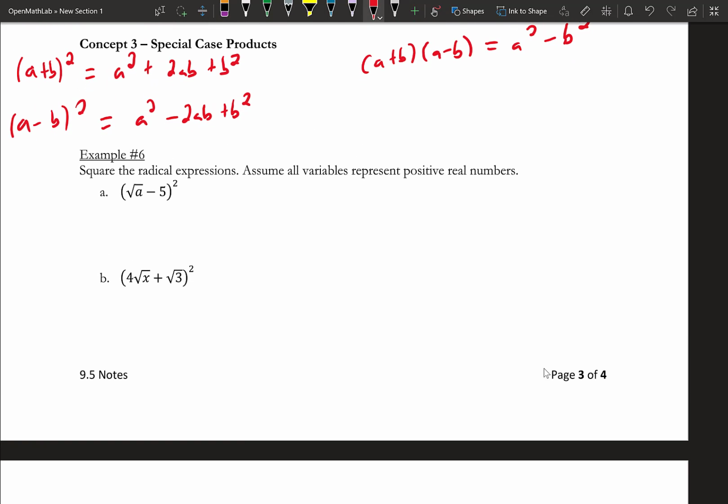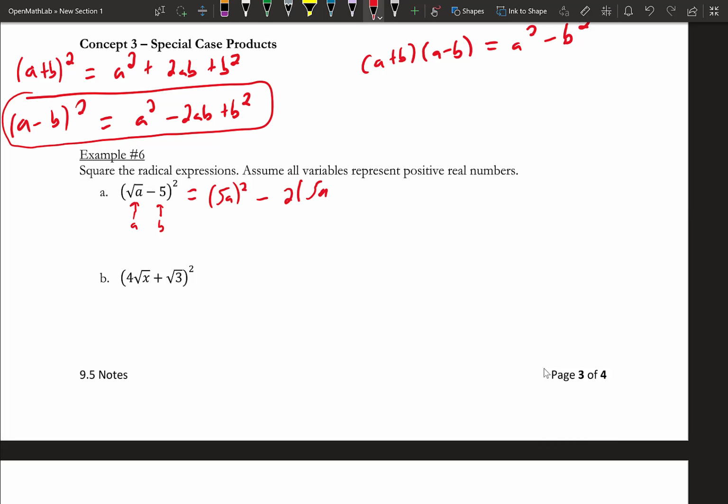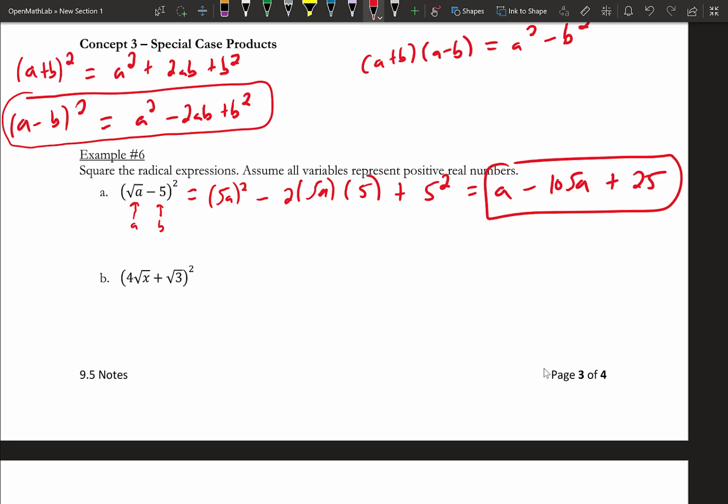Right? So radical a minus 5 quantity squared, that's like this one, the second one that we had written down. So just using that equation, this is like my a and this is like my b, right? So the first part quantity squared minus 2 times the first part times the second part plus the second part squared, right? So the square root of a quantity squared is just a, and then minus 2 times 5, we can write that as 10, right? So that'd be minus 10 radical a, and then 5 squared is 25, so plus 25, right? So we get a minus 10 radical a plus 25.